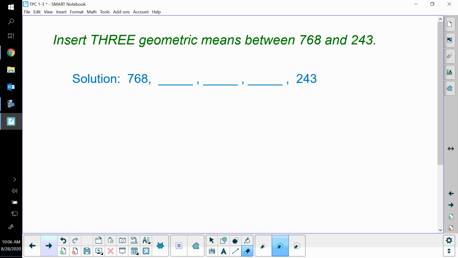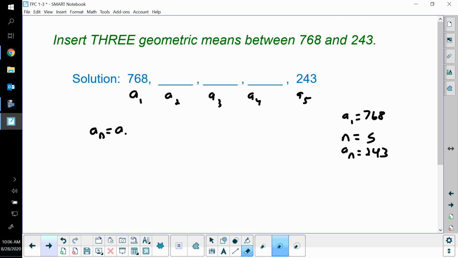Okay, let's try one more like this that has more spots. 3 geometric means: A1, A2, A3, A4, and A5. So we know our A1 is 768. We know our N, the spot number we're working with, is 5, and the AN is 243. So we can use those to find R now.